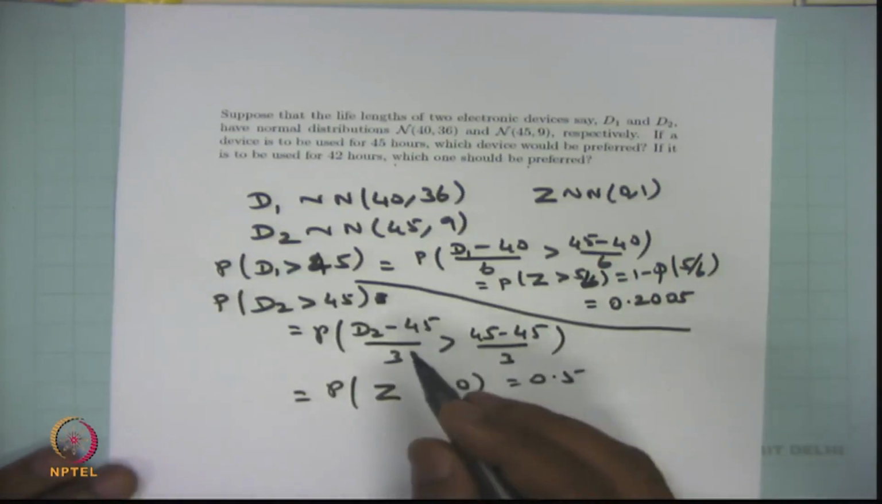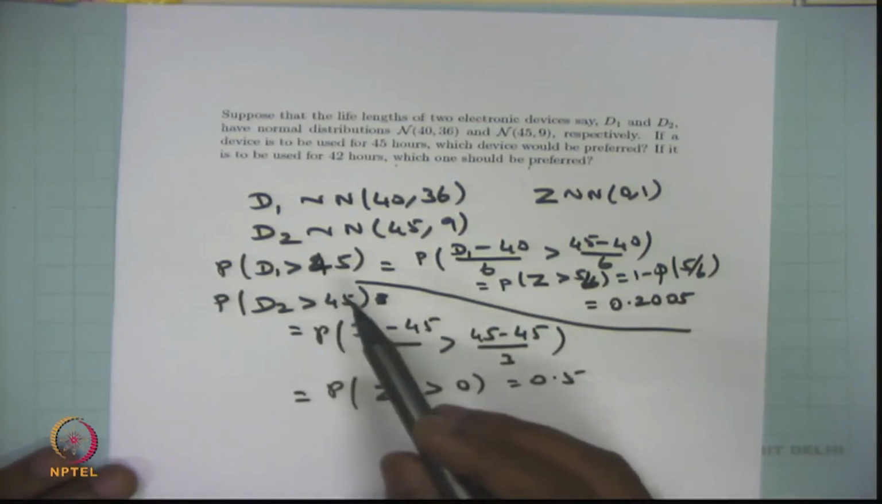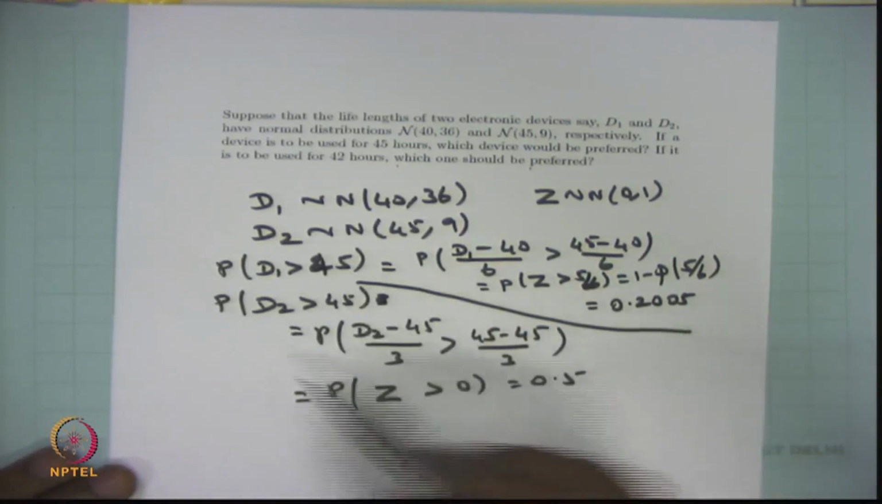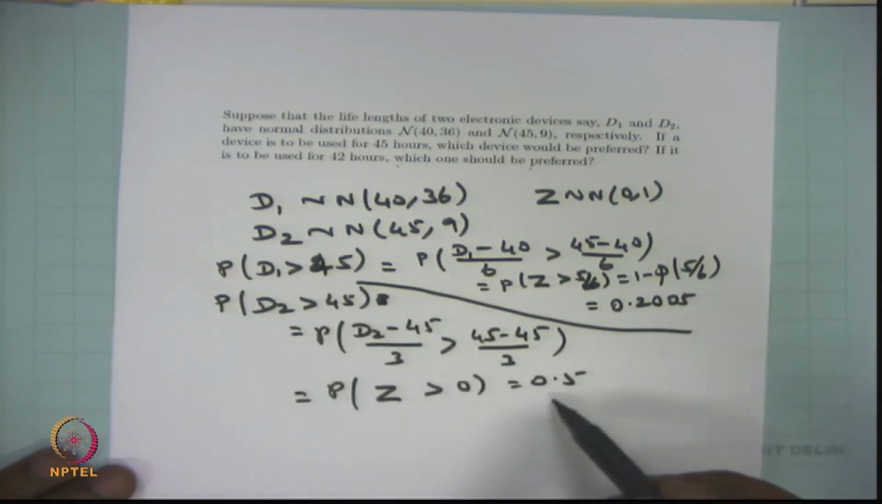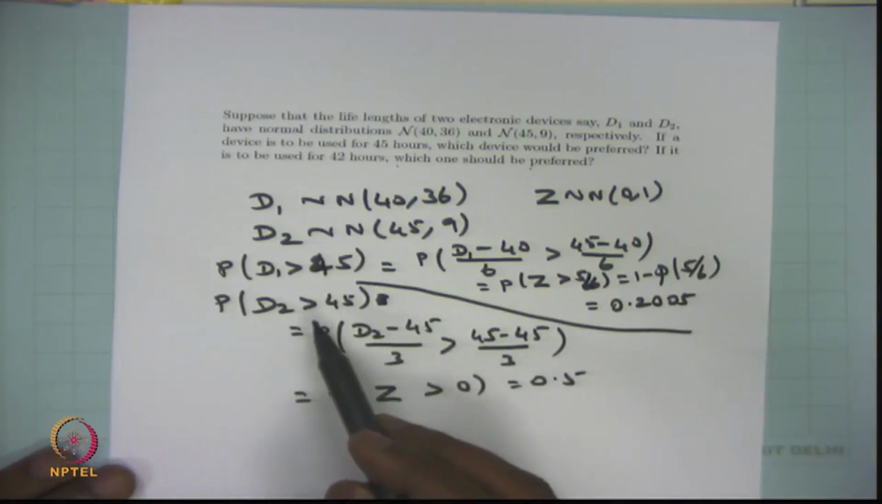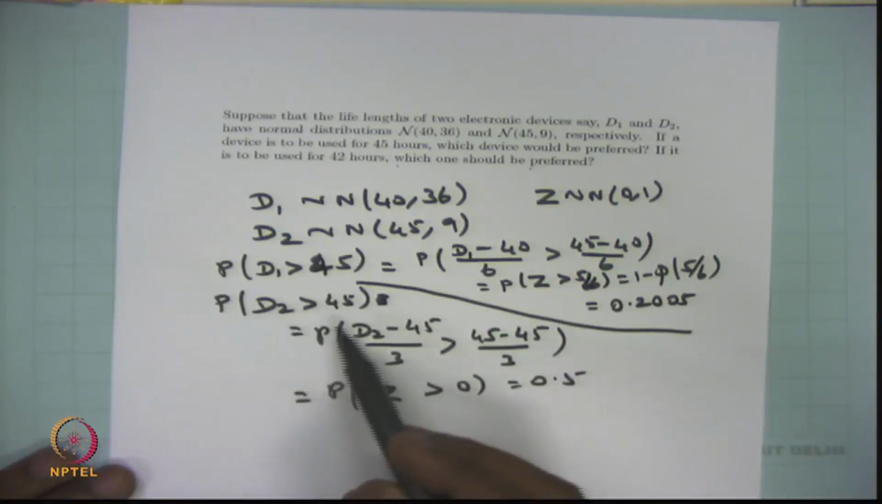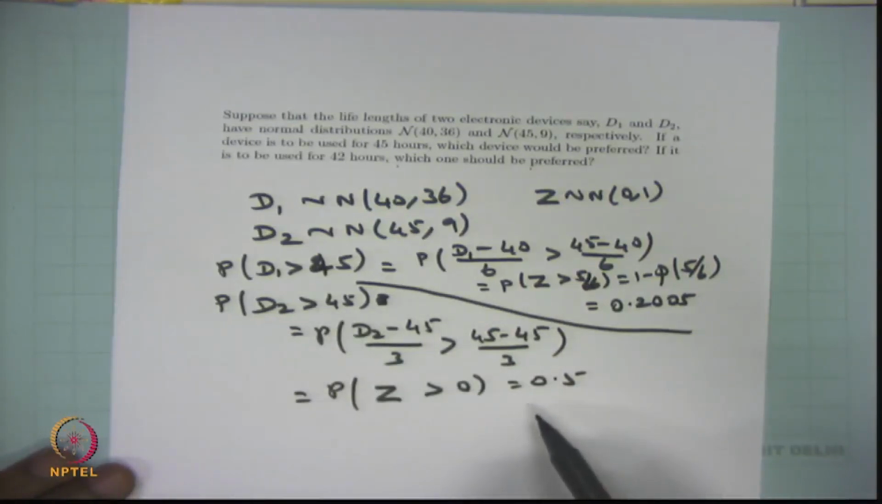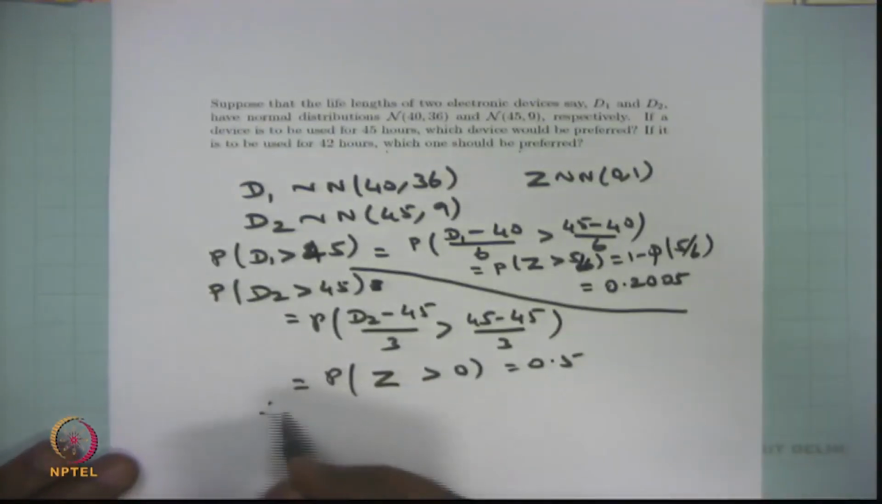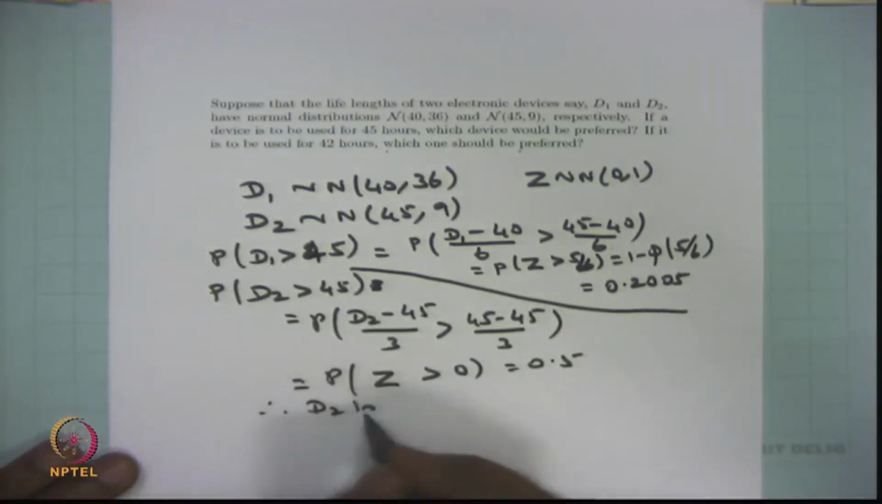Now, we got the result: probability of D1 greater than 45 is 0.2005, probability of D2 greater than 45 is 0.5. That means the probability that the second device works for more than 45 hours is more than that of the first component. Therefore, D2 is preferred.